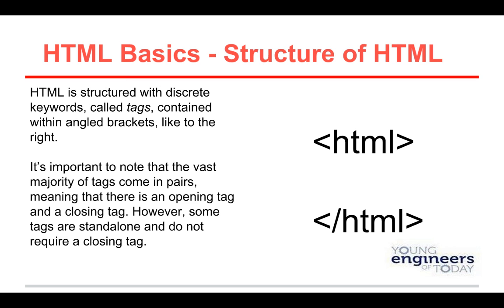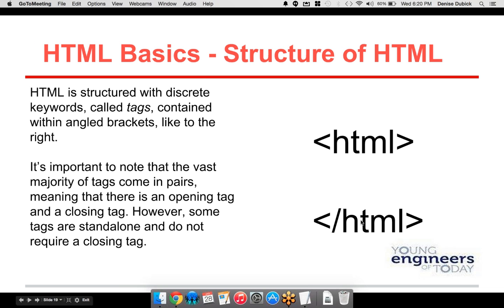Let's get going. HTML is structured with these quote-unquote discrete keywords, and we're going to call them tags from now on. These are like the little red flags for your software to pick out. The vast majority of tags come in pairs. There's going to be an opening tag and a closing tag. Some are standalone, and we'll look at those, but the vast majority have an opening tag, like the one shown here on top, and a closing tag, like the one shown here on bottom. The contents you put between them, and we're going to see how that works.